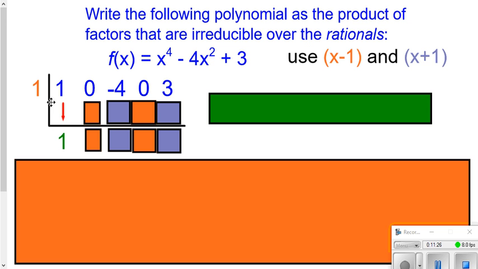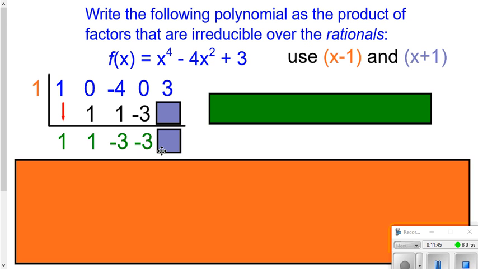Bring down our first number. 1 times 1 makes 1. Put these two together and make 1 again. 1 times 1 is again 1. Add these two together and we get -3. 1 times -3 makes -3. Again, combine these two. 0, -3 makes another -3. 1 times -3 makes -3. And combine these two or add them together and we get 0. Again, this one being our remainder at the end.